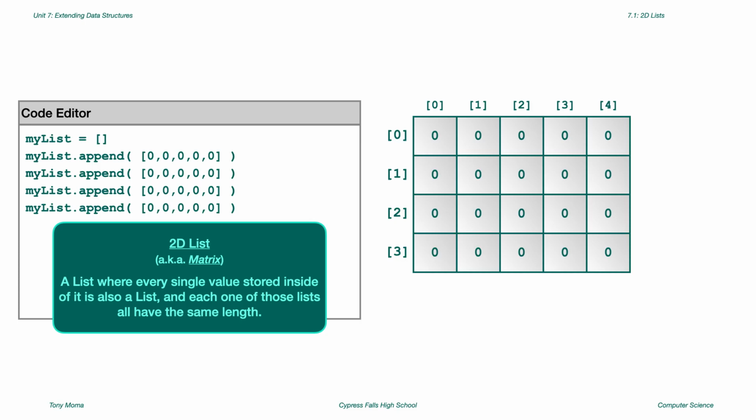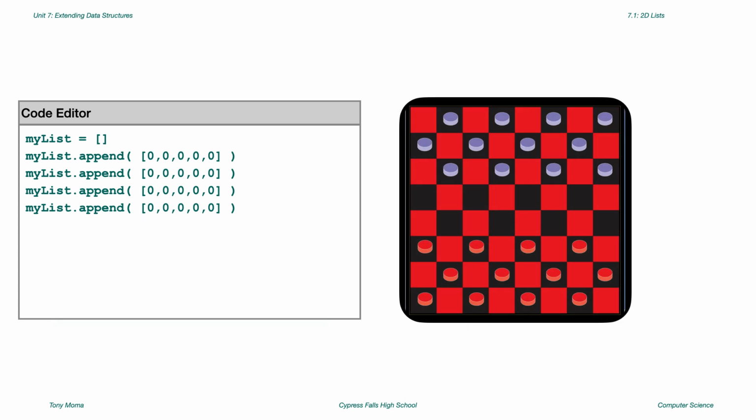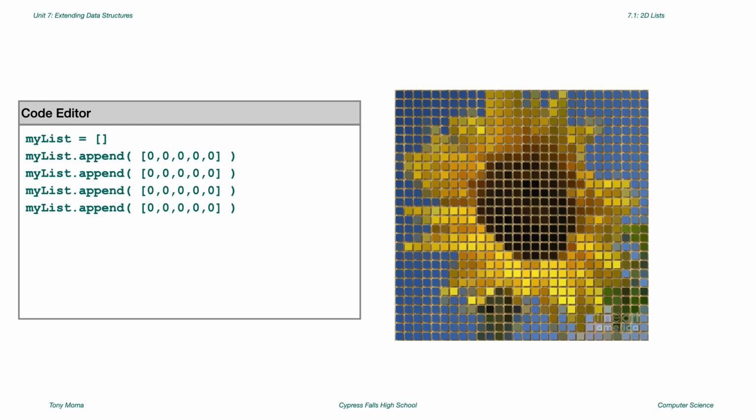Now, as a programmer, why would we want to work with a two-dimensional list? The reason is because many real-world entities we like to represent using a two-dimensional structure. For example, a chessboard or a checkerboard, or even a picture. These are just a few examples of real-world entities that we, as programmers, use two-dimensional data structures to represent.